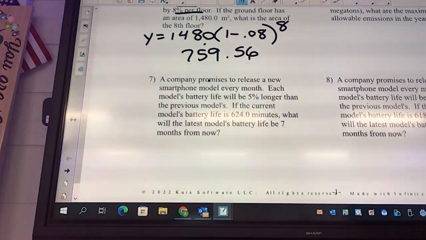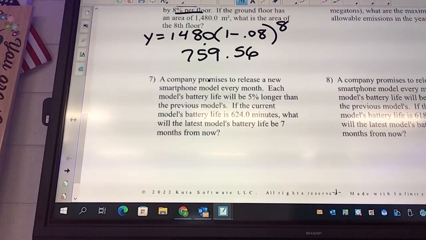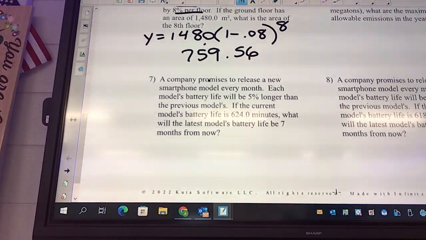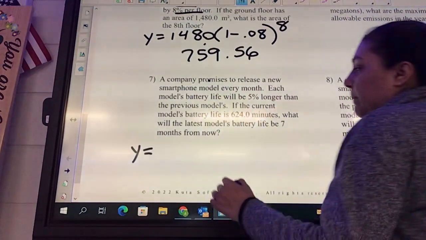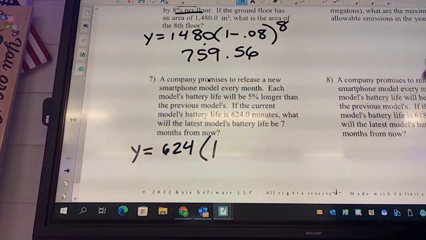Number 7, a company promises to release a new smartphone model every month. Each model's battery life will be 5% longer than the previous model. If the current model's battery life is 624 minutes, what will the latest model's battery be 7 months from now? Okay, so what is our starting amount? 624 minutes.